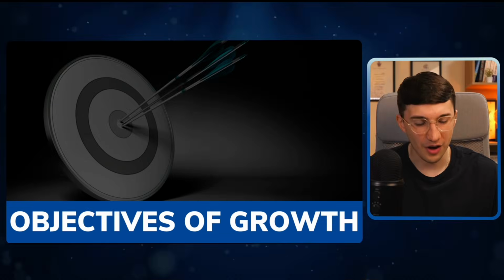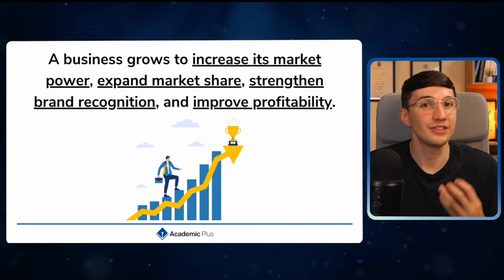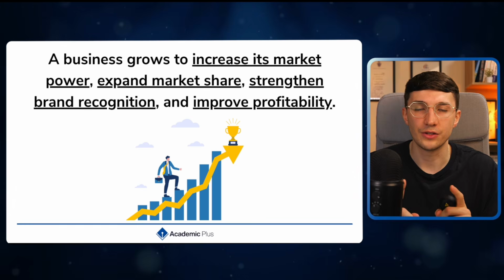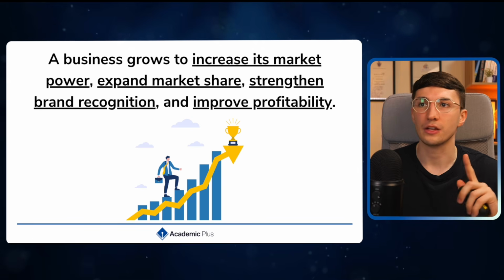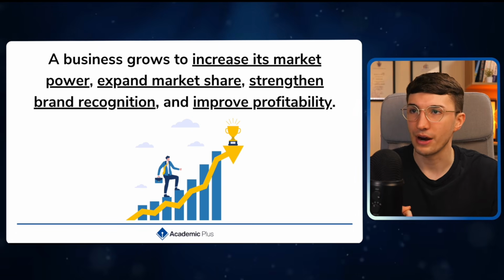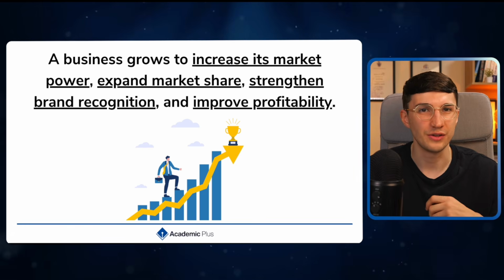The next topic in this revision video that we're going to take a look at is the different objectives of growth. Now, there are several different reasons why a business wants to grow, and we're going to break each of these down in a bit more detail. First of all, they want to increase their market power, expand their market share, strengthen their brand recognition, and improve their profitability. Let's have a look at what each of those mean.